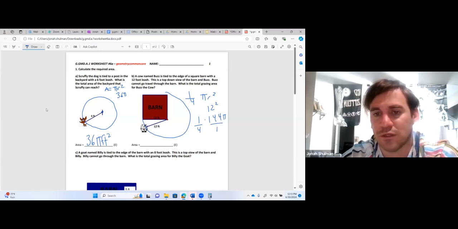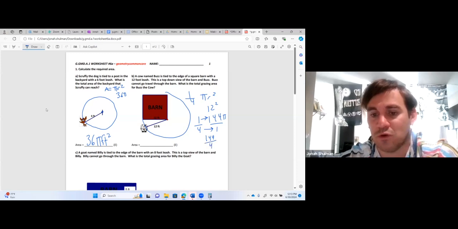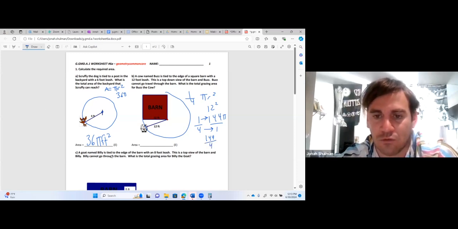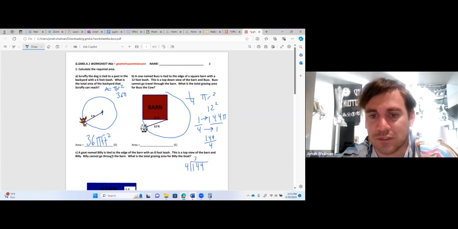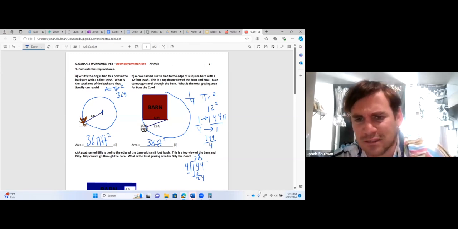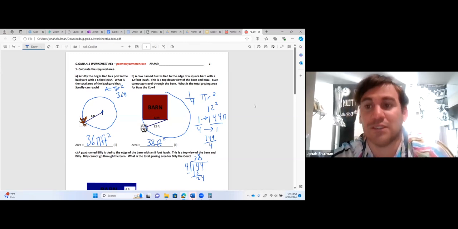So that's over 1. 1 times 144 is 144. 4 times 1 is just 4. So we need 144 divided by 4. 4 goes in 3 times, 4 8 times. So this is 38 feet squared. I'm just going to make sure I did that right. Nope, I did it wrong.